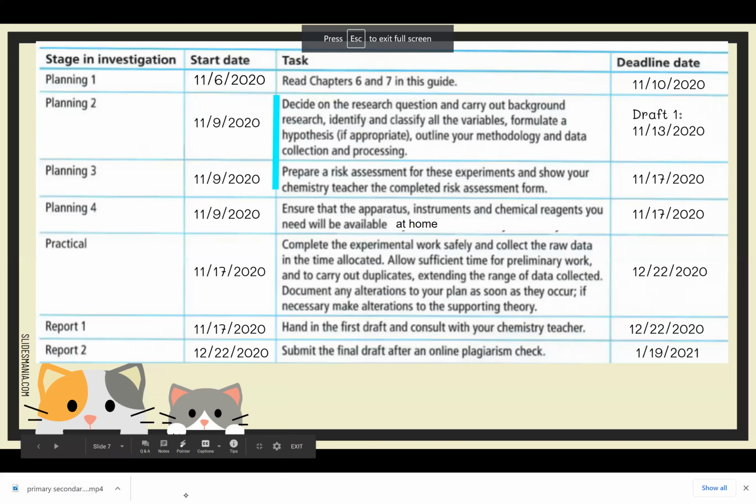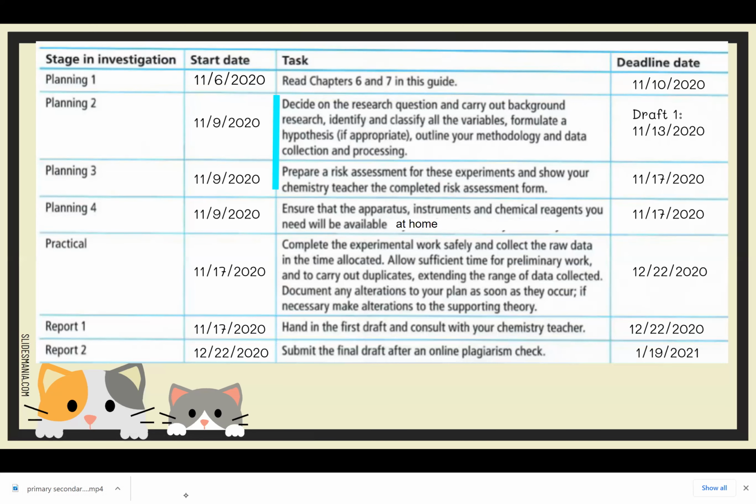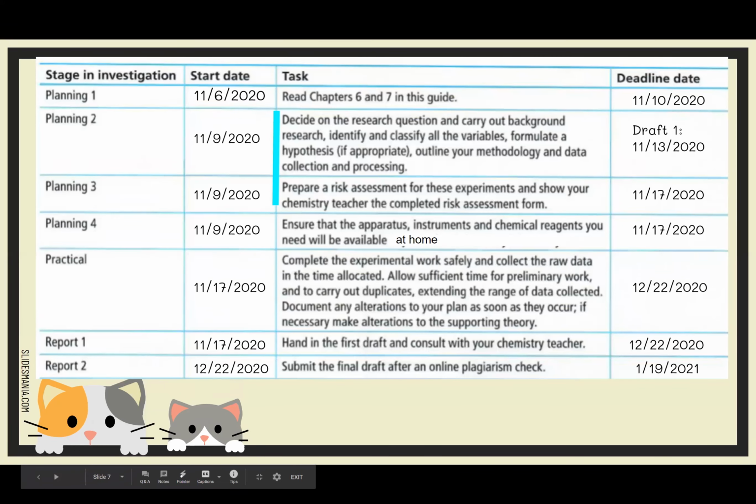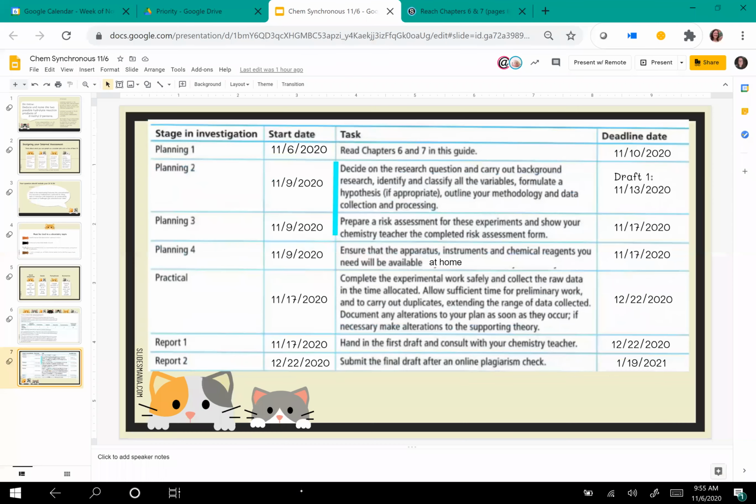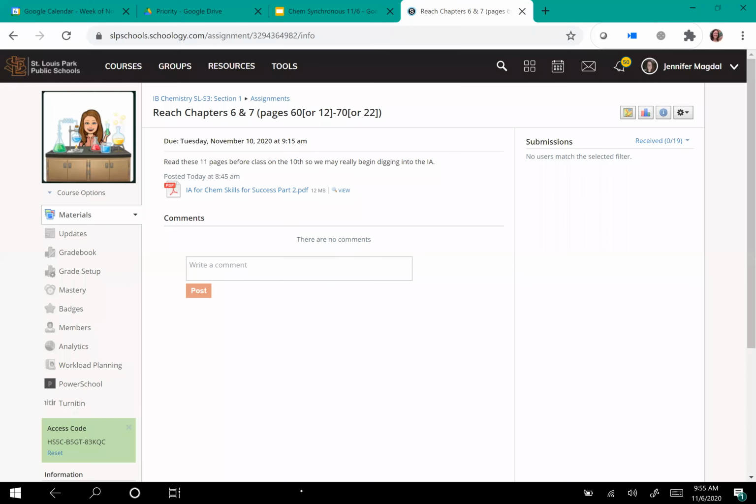So let me escape that. Why did it? Come on, computer. Exit. Okay. And that changed to reach. Sorry, that should say read chapters 6 and 7.